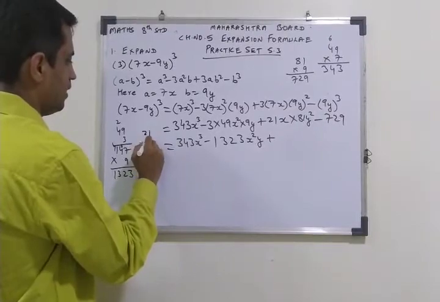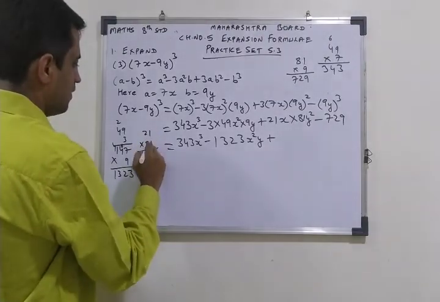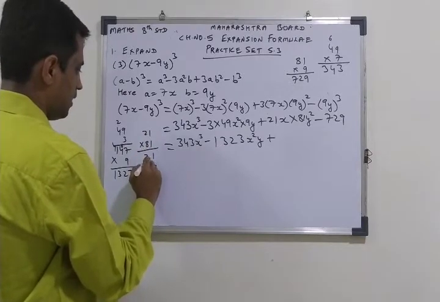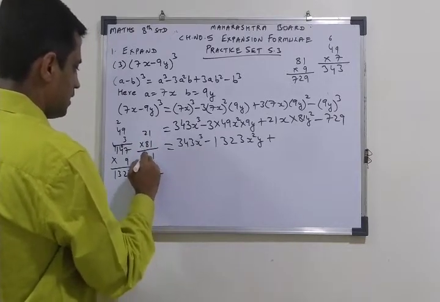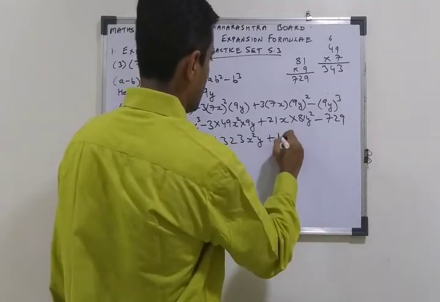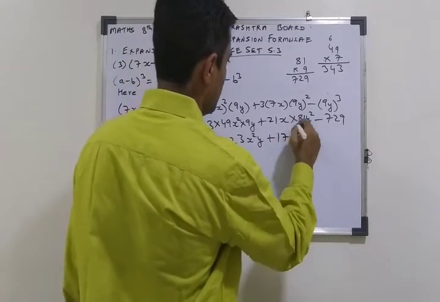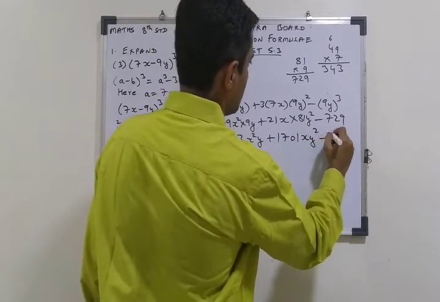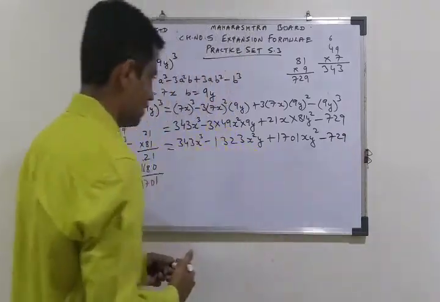21 into 81. 1 ones are 1, 1, 1, 2 ones are 2, 0, 1 8s are 8, 8 2s are 16, 8, 9, 10, 7, 1. So what is there? 1, 7, 0, 1 x y square minus 729.